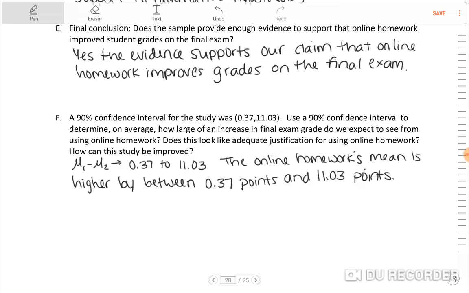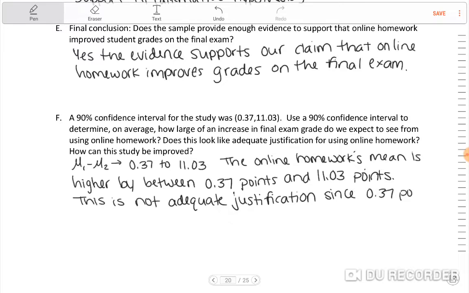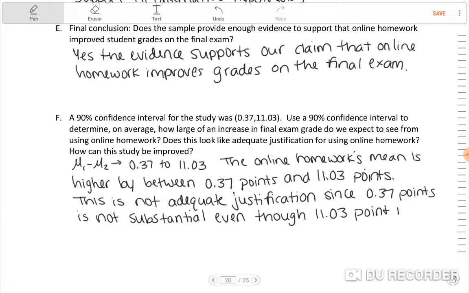So I would say this is not adequate justification, since 0.37 points is not substantial, even though 11.03 points is. So not enough of an increase to justify this.